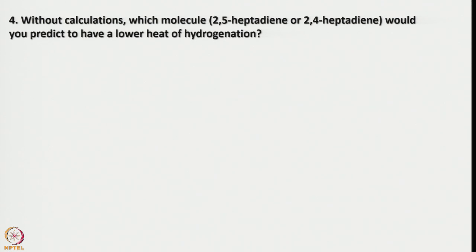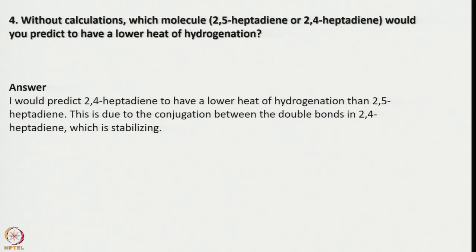Once you write it, you can notice that in 2,4-heptadiene we have conjugation. If the conjugation is there, what happens? The pi to pi star gap lowers. As a result, reactivity increases. That means if you want to do hydrogenation, it needs low heat of hydrogenation. So I would predict 2,4-heptadiene to have lower heat of hydrogenation than 2,5-heptadiene. This is due to the conjugation between the double bonds in 2,4-heptadiene, which is stabilizing. So very simple answer and also very simple analogy.